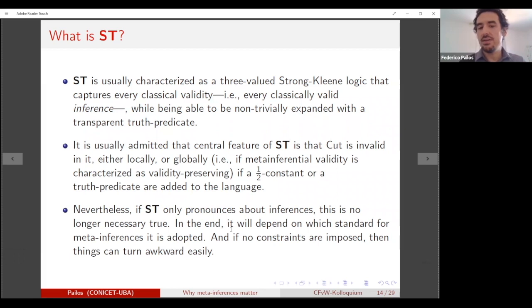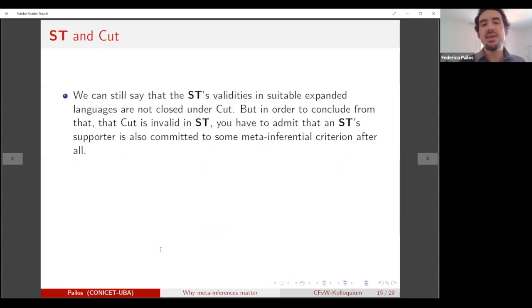In the end, it will depend on which standard for meta-inference is adopted. And if no constraints are imposed, then this can no longer be concluded. Moreover, as I put here, things can turn awkward easily, in the sense that one can infer triviality at the inferential level, but this is just an extreme possibility, of course. We can still say that ST validities in a suitable expanded language are not closed under cat, but in order to conclude from that that cat is invalid, one has to admit that an ST supporter is also committed to some metainferential criterion after all.